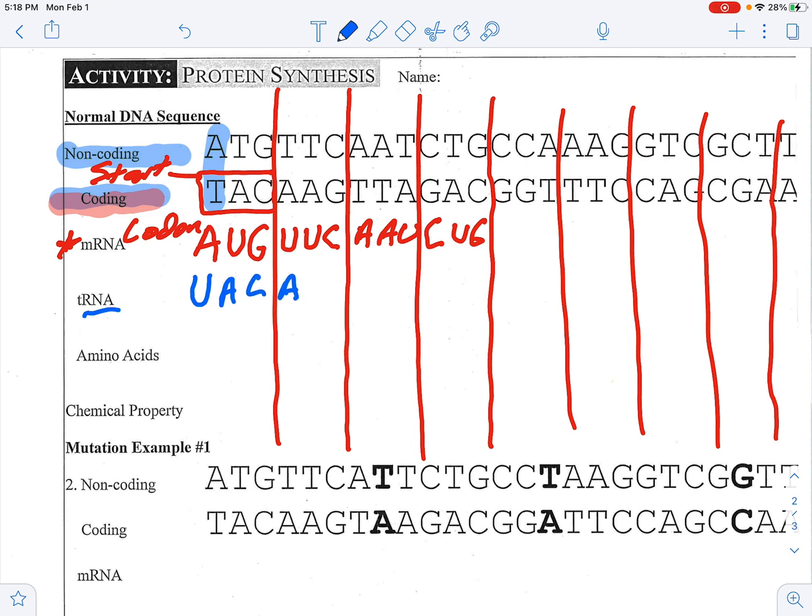C, A, G. Okay, and you should go ahead and finish that transfer RNA line. Again, I'm just keeping this short to reduce the length of the video.